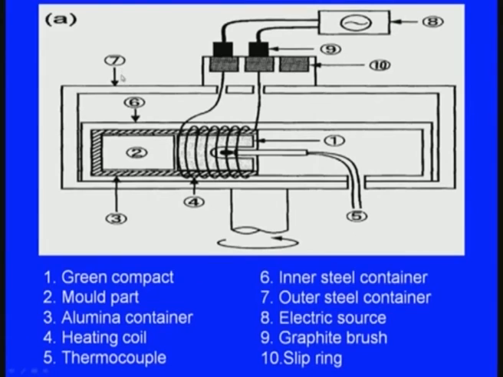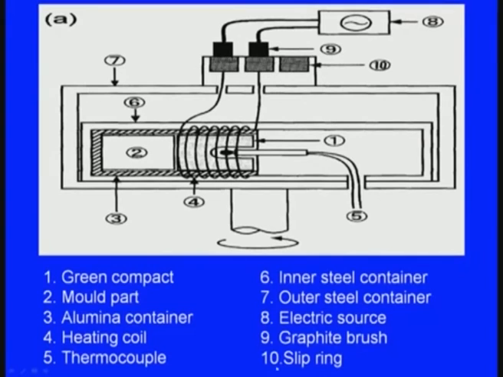Seventh one is the outer steel container. Eighth one is the electric source. And ninth one is the graphite brush. And 10th one is the slip ring.